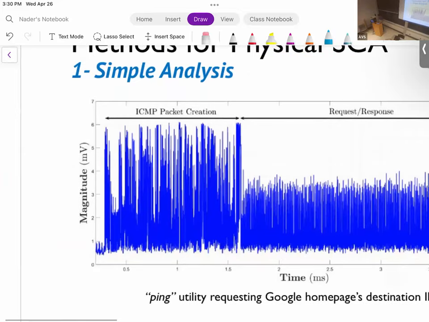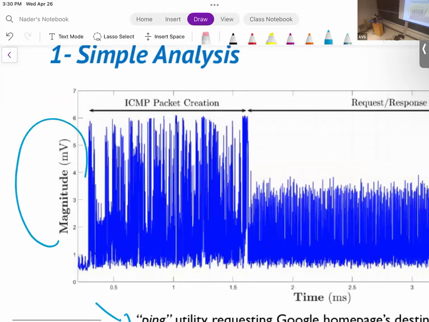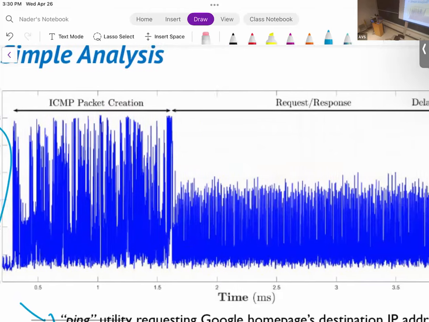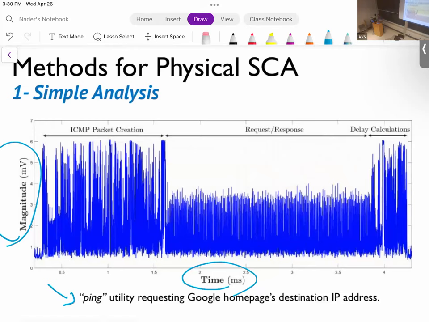Here's another example. This is the functionality of ping. Do you call ping in your operating system? And this is the signal that we are getting from voltage. Again, this is power, and this is over time. As you see, visually, you see patterns, right? Seems like things going on here, and there's another pattern here, and then there's another pattern here.